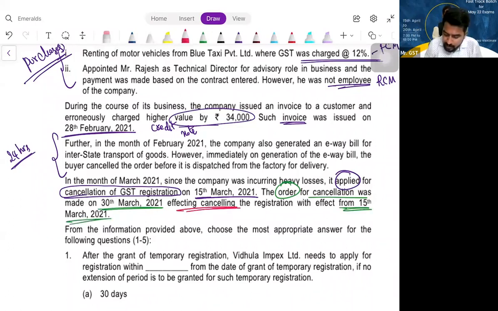Please understand, the order was passed on 30th March, but the effective date from which it got cancelled is 15th March only. We already discussed that the proper officer can cancel the registration with a retrospective date also. Clear? Fine. Next.